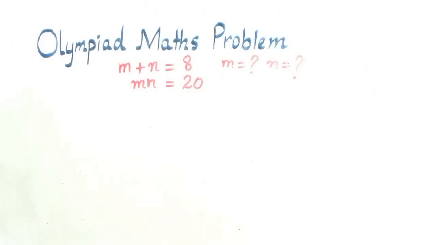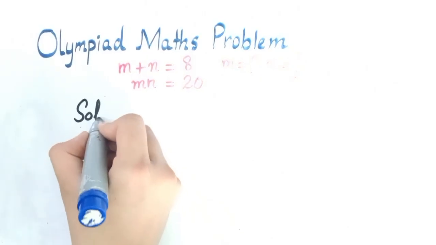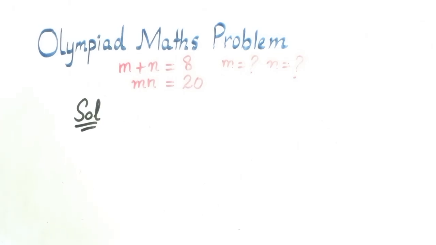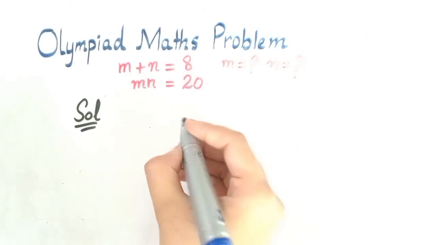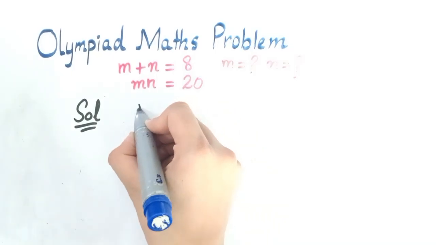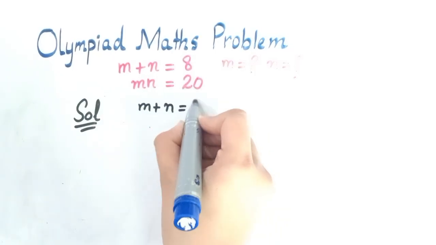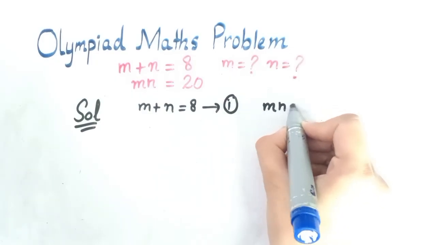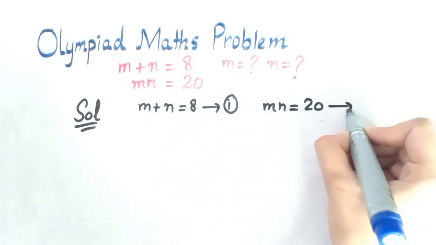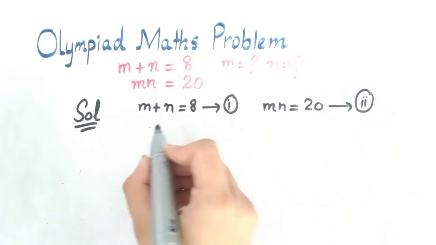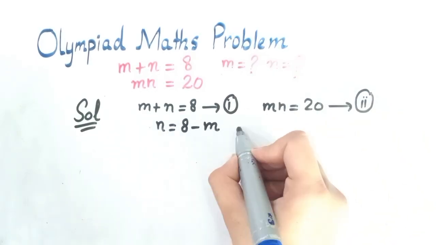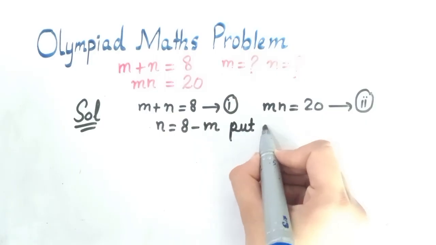So first of all, we will write m plus n equals 8 as equation 1, and mn equals 20 as equation 2. Now we get n equals 8 minus m. Put this in equation 2.